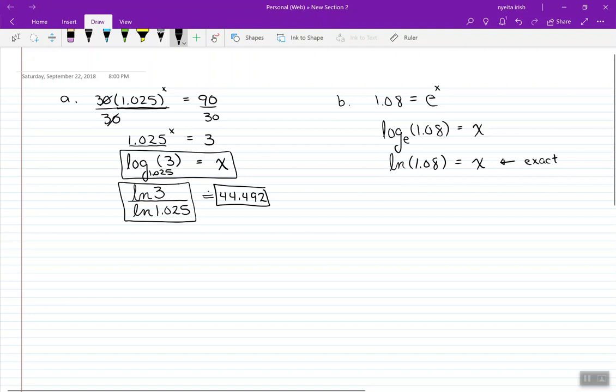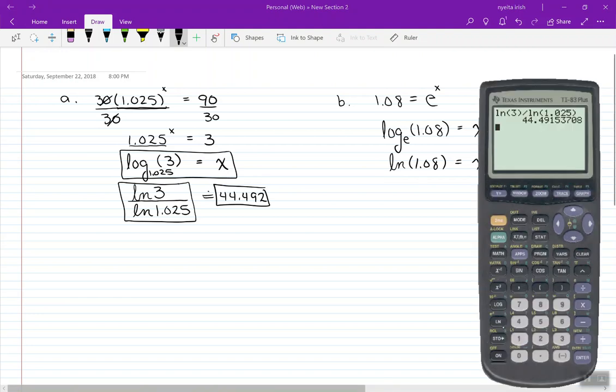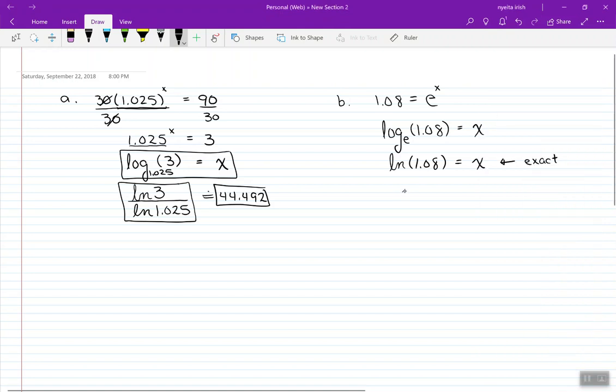For my decimal approximation, the minute I touch my calculator, that becomes my decimal approximation. So I would go in and type in natural log of 1.08 and then round to 3 decimal places. Look to the third and then go 1 more, that's a 9, so the 6 bumps up to a 7. So the approximation is 0.077. That is approximately what my x is equal to.